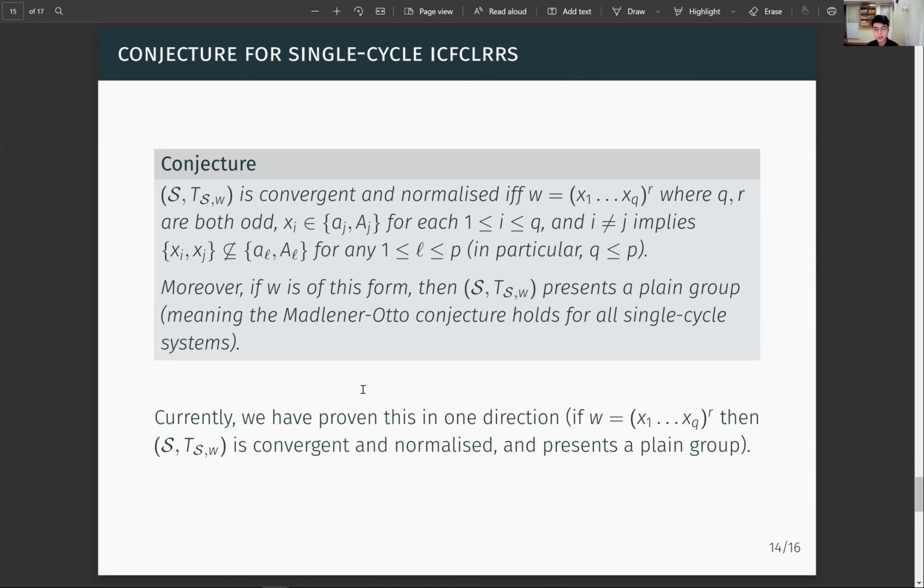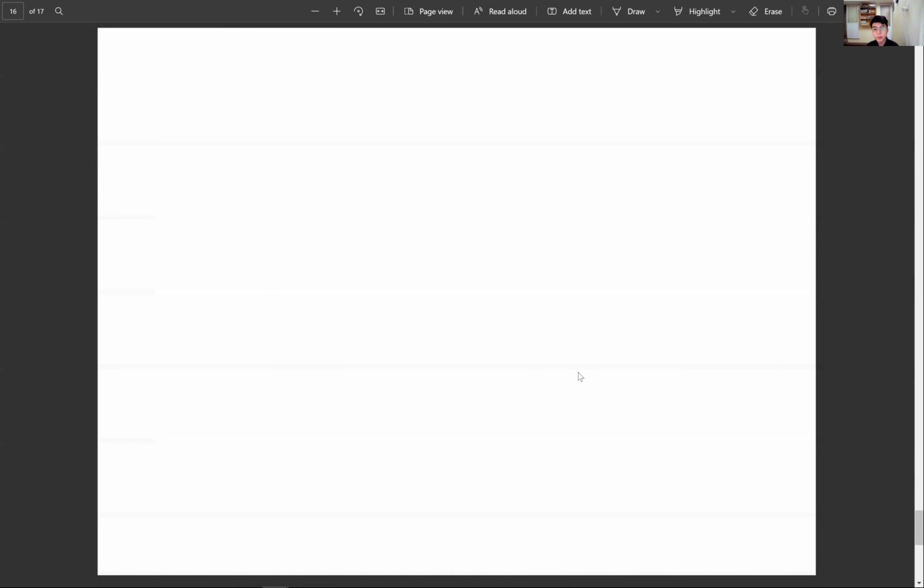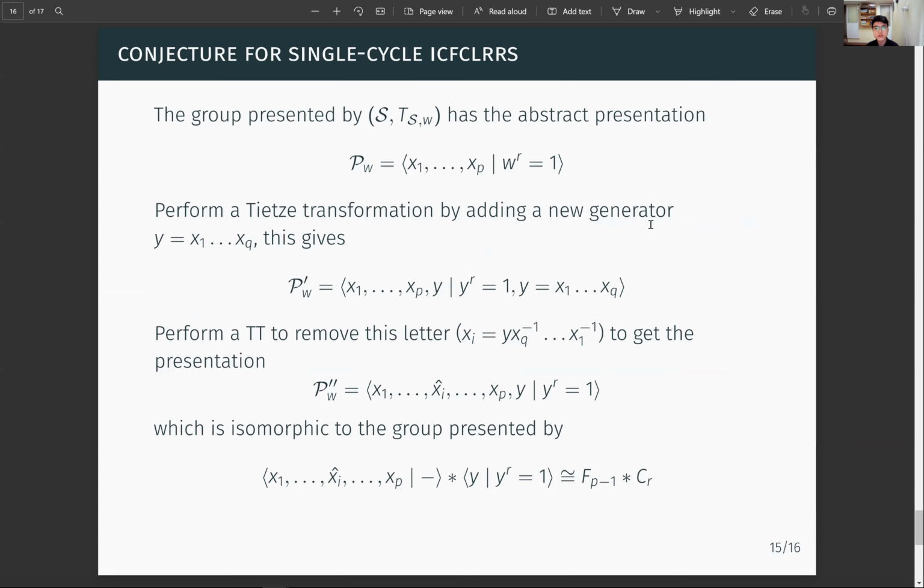And finally, the writing system that is generated by this seed word W presents a plane group. This can be proven using Tietze transformations. The group presented by the writing system ST has the abstract presentation: we have generators x1 to xp, and W, which is the sequence x1 to xp to the power of r, is equal to 1.